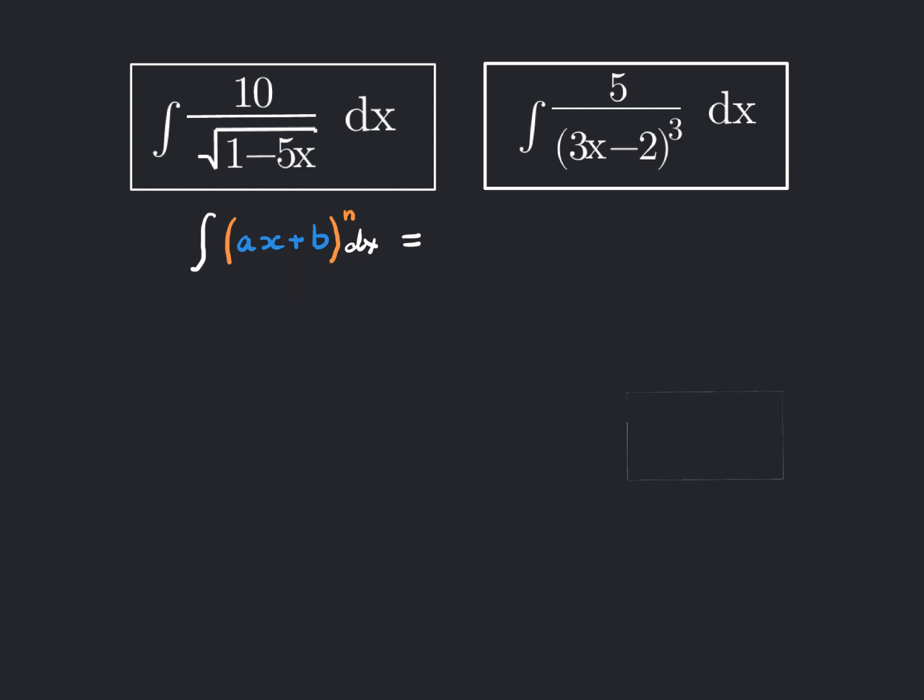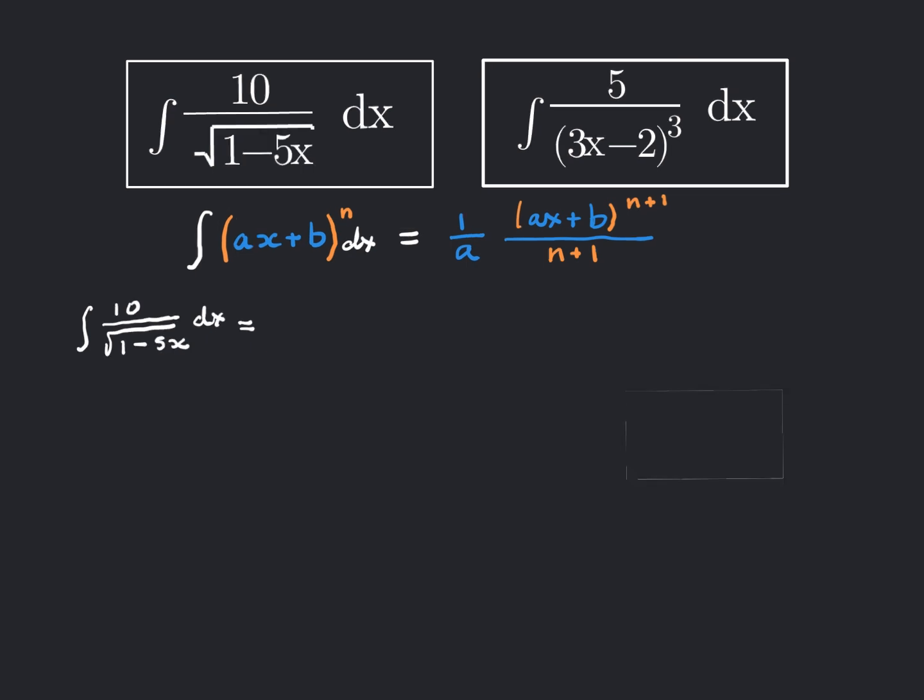What we will get is 1 over a, this is what the rule says, over, this time we'll put the function in here, ax plus b. We add 1 to the exponent and we divide it by n plus 1. I've gone through this in a previous video, but this time I just want to work on those two particular functions. So if you look at the first function, there doesn't seem to be much similarity to the general function. So we need to rearrange this function to resemble the general rule.